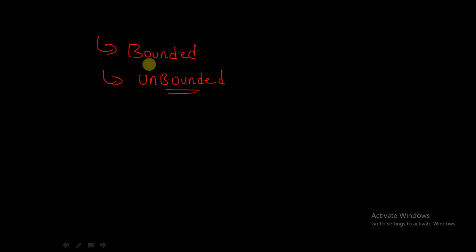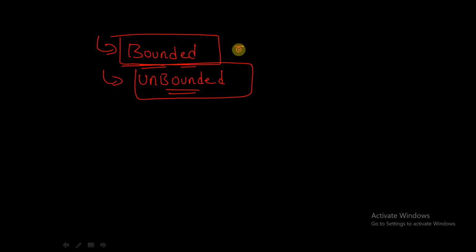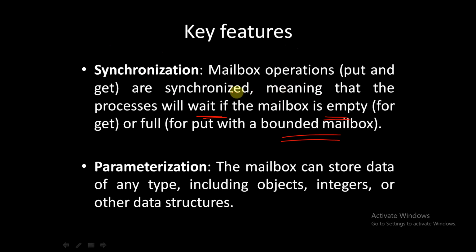So there are two types of mailboxes actually. One is bounded mailbox and another is unbounded mailbox, where a bounded mailbox has a particular, fixed size, whereas an unbounded mailbox will not have any fixed size. These mailboxes are synchronized, and that means if the mailbox is empty or full for put with a bounded mailbox, the process will wait. With an unbounded mailbox, the process will wait if the mailbox is empty.